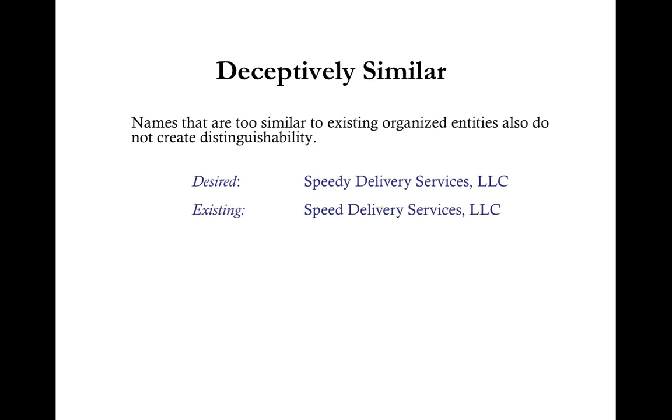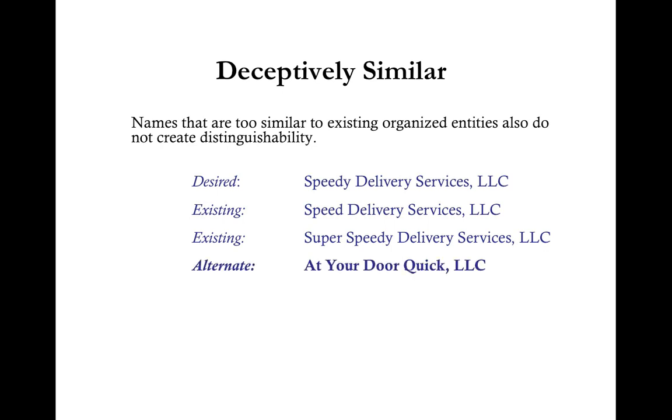Deceptively similar. Names that are too similar to existing organized entities also do not create distinguishability. For example, your desired LLC name is Speedy Delivery Services, LLC, but during your search, let's say you find a Speed Delivery Services, LLC, or you find a Super Speedy Delivery Services, LLC. Again, these names are too similar, therefore your desired LLC name would not be available for use. An example of an alternative name would be At Your Door Quick, LLC.